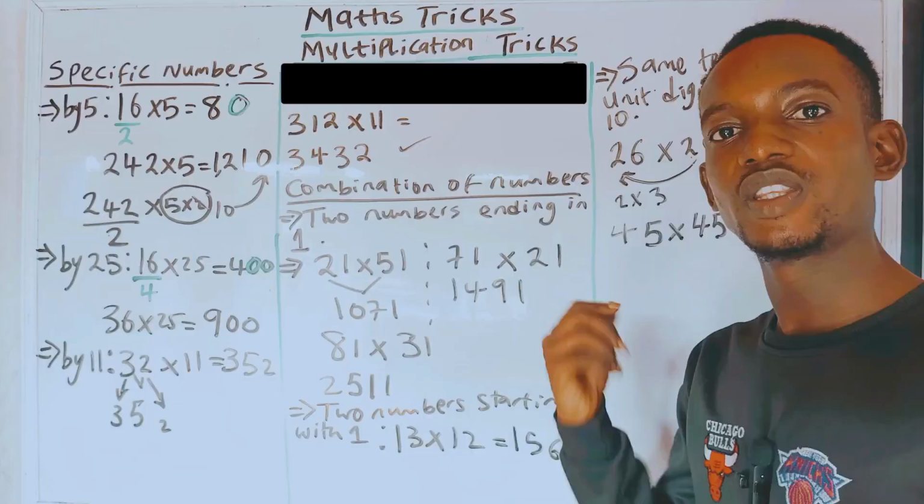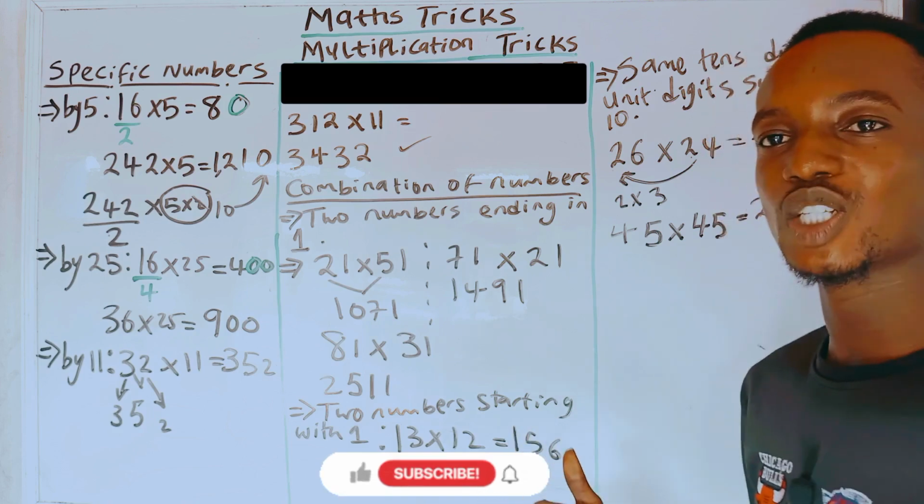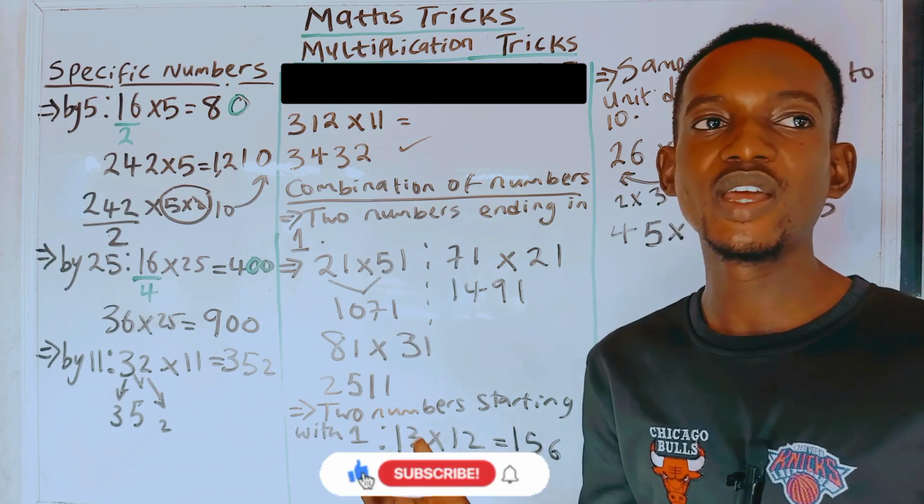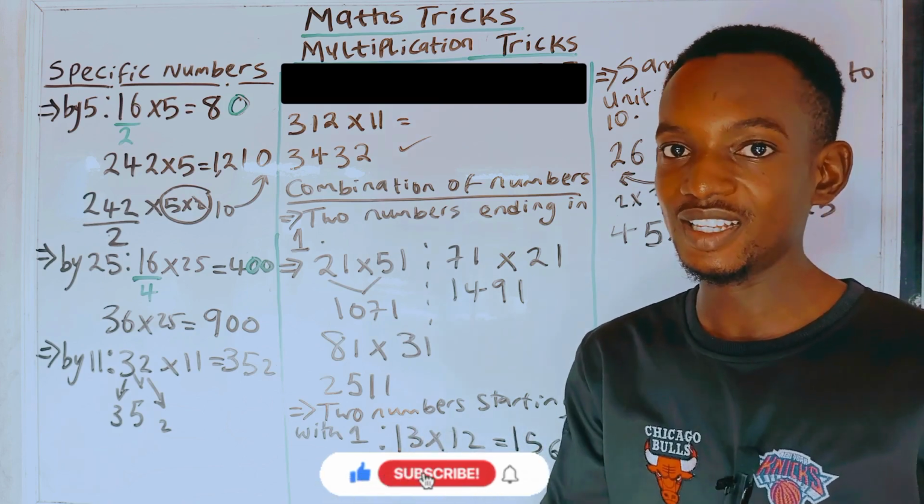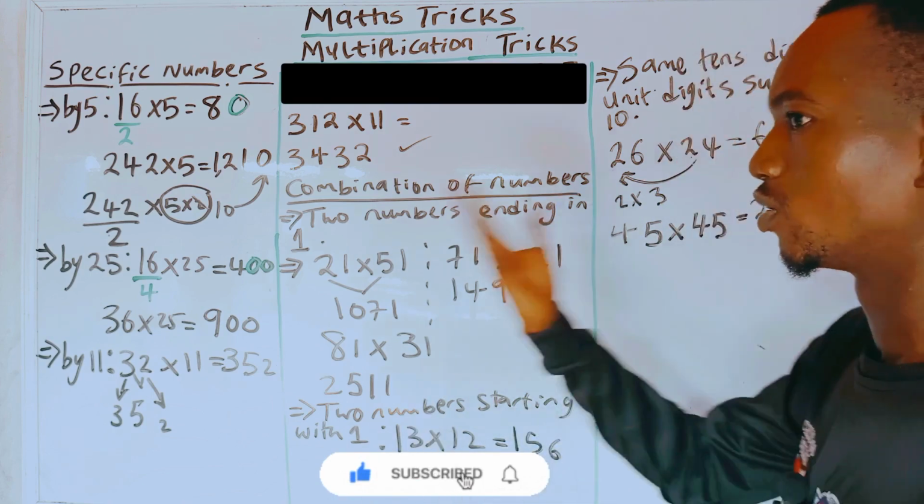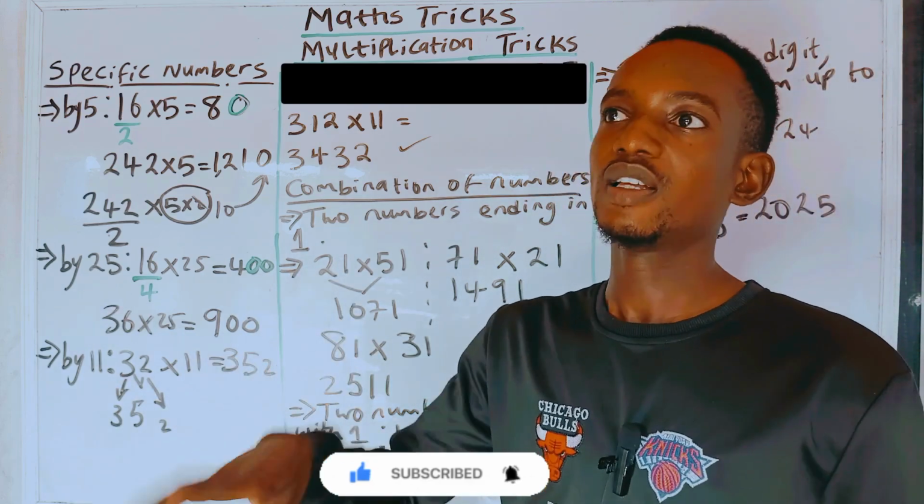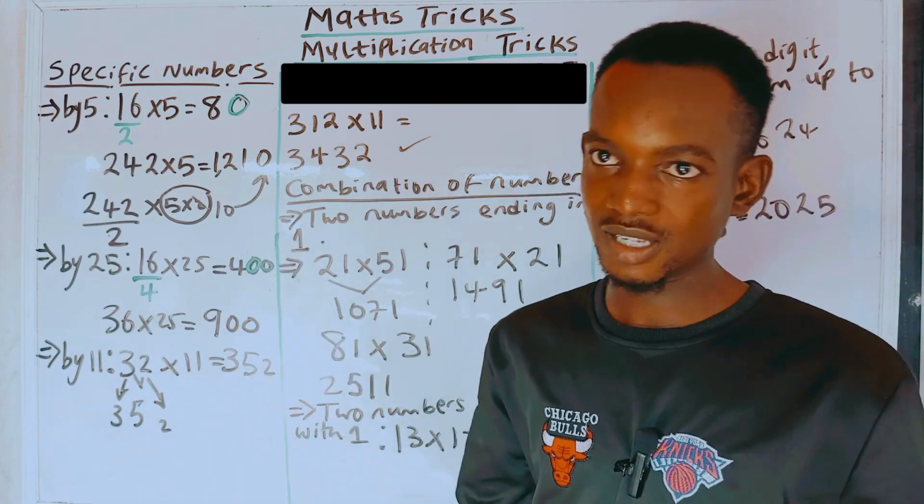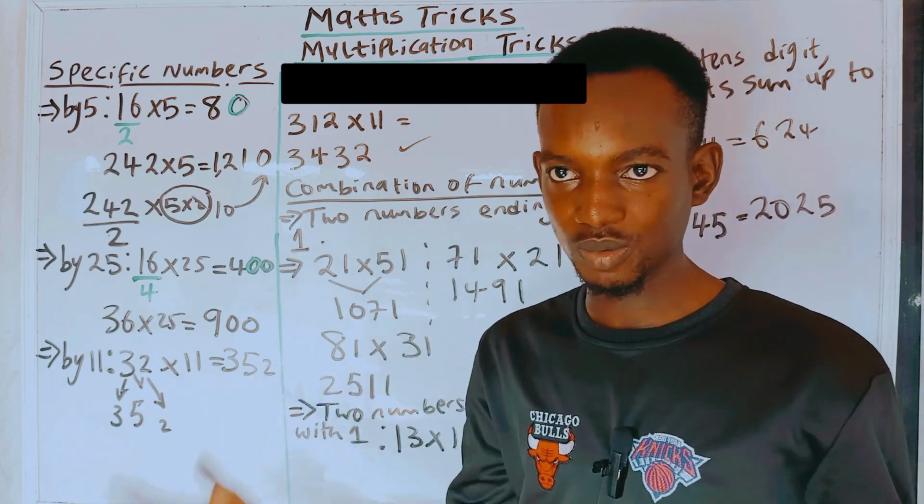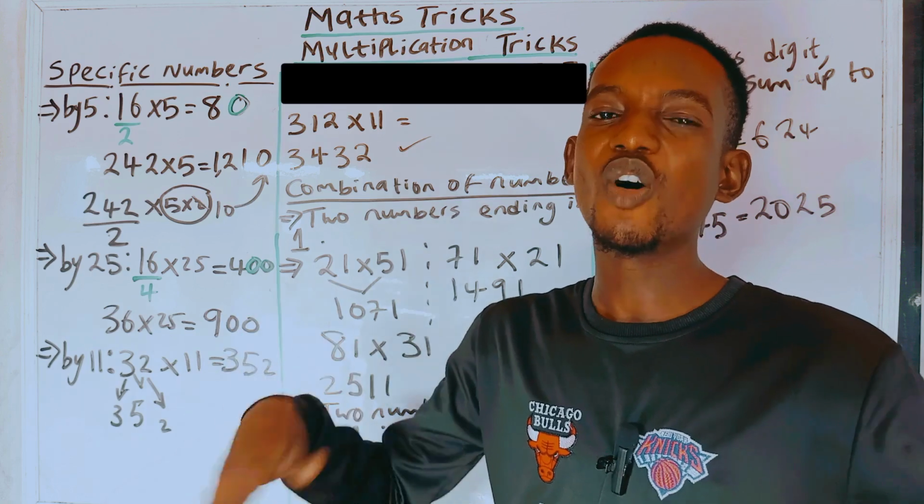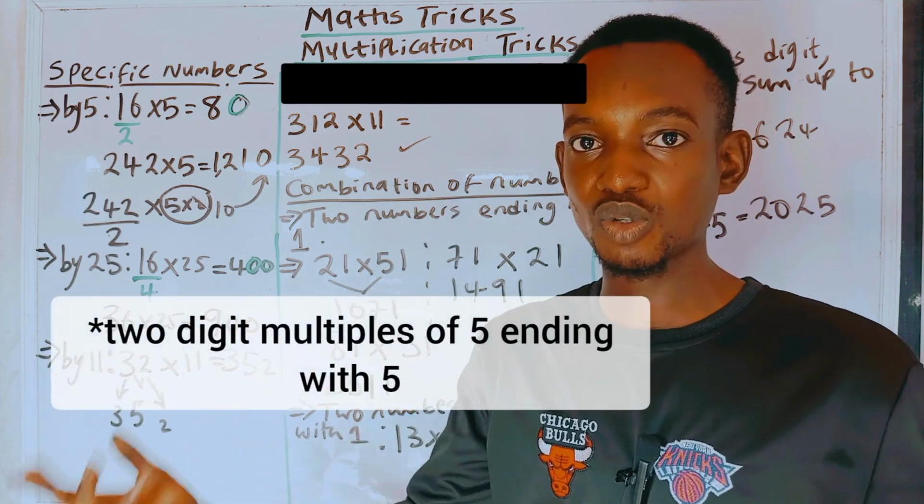Very, very simple. With this trick, it means that we can actually evaluate the squares of multiples of 5 easily. For example, 45 squared, 25 squared, 35 squared, because in 35 the two digits are the same, and then 5 and 5 add up to 10. So it works on the square of all multiples of 5. That's two-digit multiples of 5.